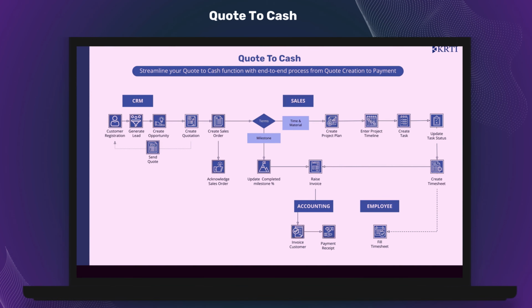Let's take a look at the quote to cash process within the ERP system. But before that, let's understand what quote to cash involves. The basic scenario is the customer inquiring about a product or service that they would like to rent from the company. Thereby, it generally starts from the quotation process.